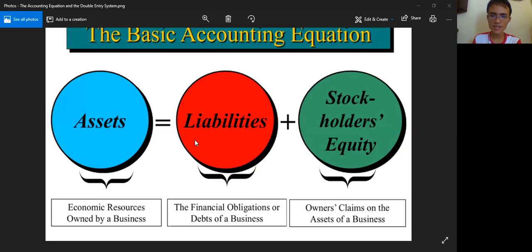So you have here the assets, liabilities, and the equity. Assets are resources owned by the business, equals liabilities, which are the financial obligations that we talk about in accounting. We talk about financial matters or any items or accounting elements that are in pesos. Then we also have shareholders' equity, which are the owner's claims on the assets of the business. Basically, this is the basic accounting equation that we talk about.